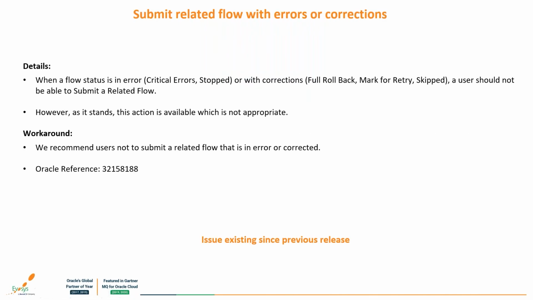Next is submit related flow with errors or corrections. Ideally, when a flow has gone into error, the actions button shows you some other actions that you could perform on that particular flow. Sometimes it also shows you submit a related flow, which is an incorrect path to follow because your current flow is already in error. Oracle is recommending to not submit a related flow if your current flow is already in error, because there is no automated fix for this at this point.